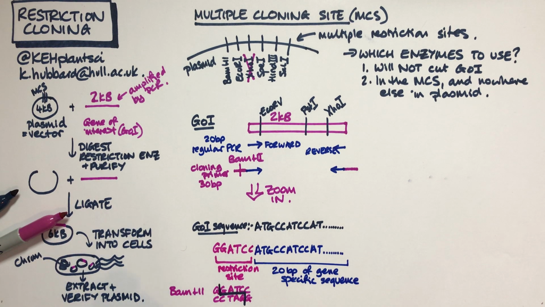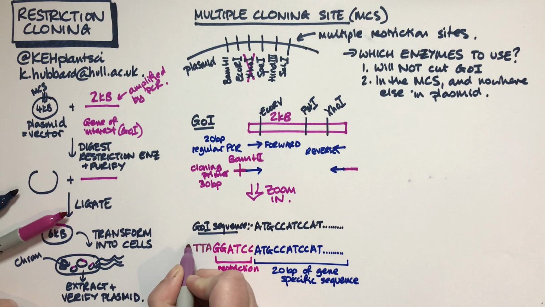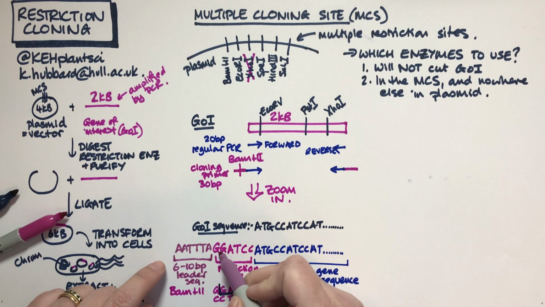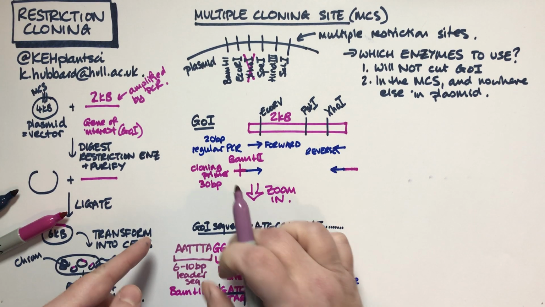But it doesn't work if you just put the restriction site on the end. The restriction enzymes don't cut very well from the very end of the DNA. So what you also usually do is to put in 6 to 10 base pairs. So, you know, let's just say it's A, T, T, T, A. Doesn't really matter what it is. Okay, so we also have a 6 to 10 base pair leader sequence, and that's there so that the restriction site isn't at the end. So what the sequence is here doesn't really matter as long as it's 6 to 10 base pairs.